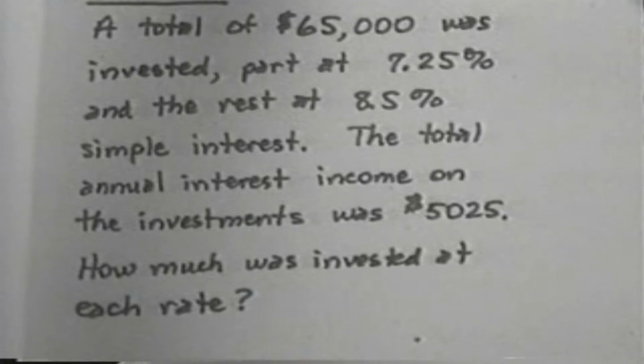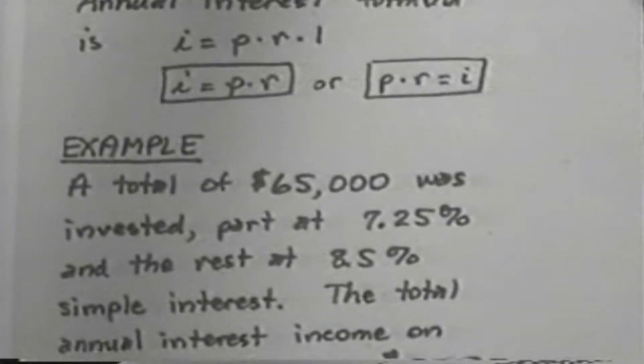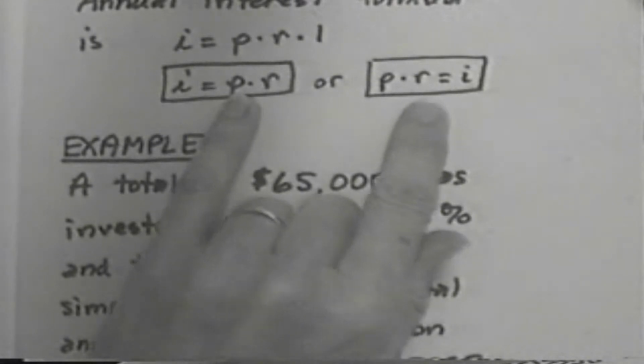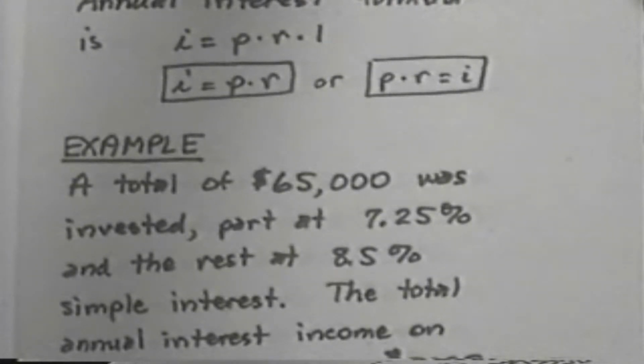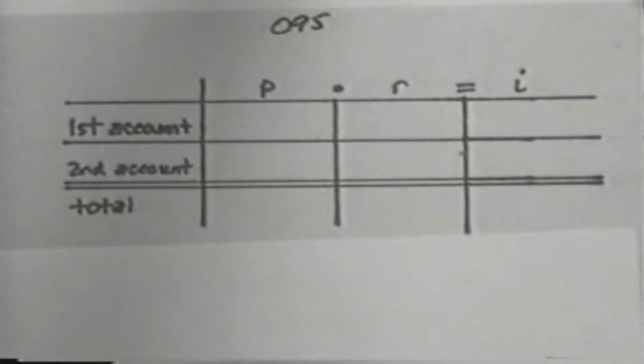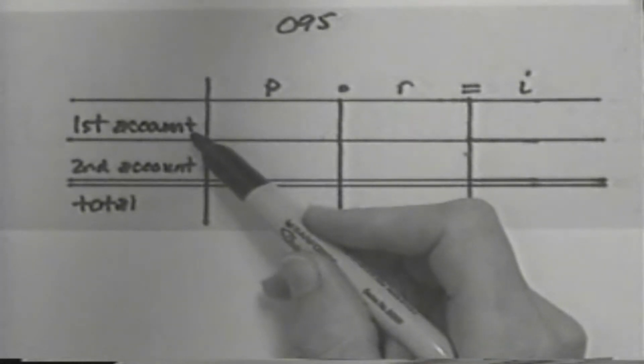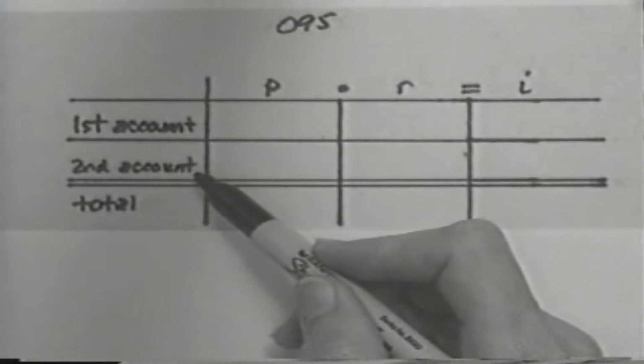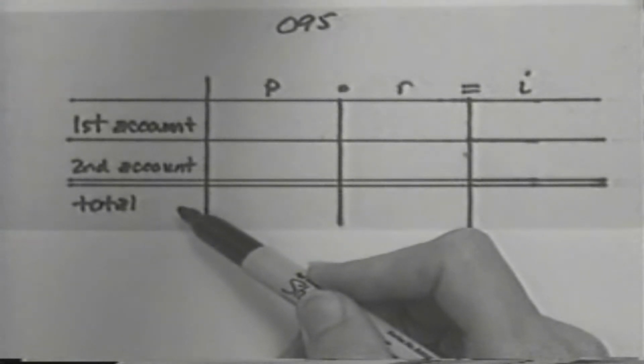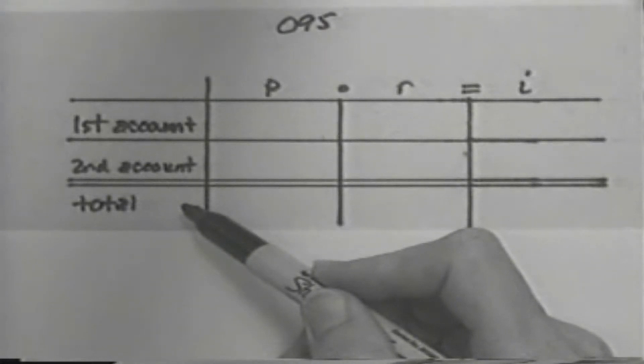So let's go to our chart and write down the information that is given, the formula that we'll use, which is our interest formula, and the information about the two accounts. Here's the chart. The chart has, down the left-hand side, first account, second account, and total.